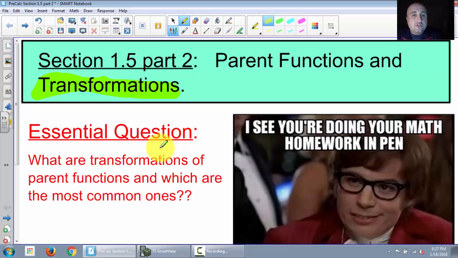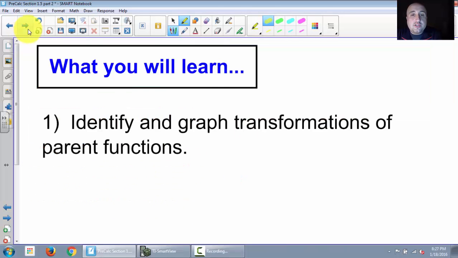So the essential question is still the same. What are we trying to learn? What are transformations of the parent functions, and which ones are the most common? Okay, so that's what we're trying to figure out. And what we're going to learn is how to identify and graph transformations of parent functions.